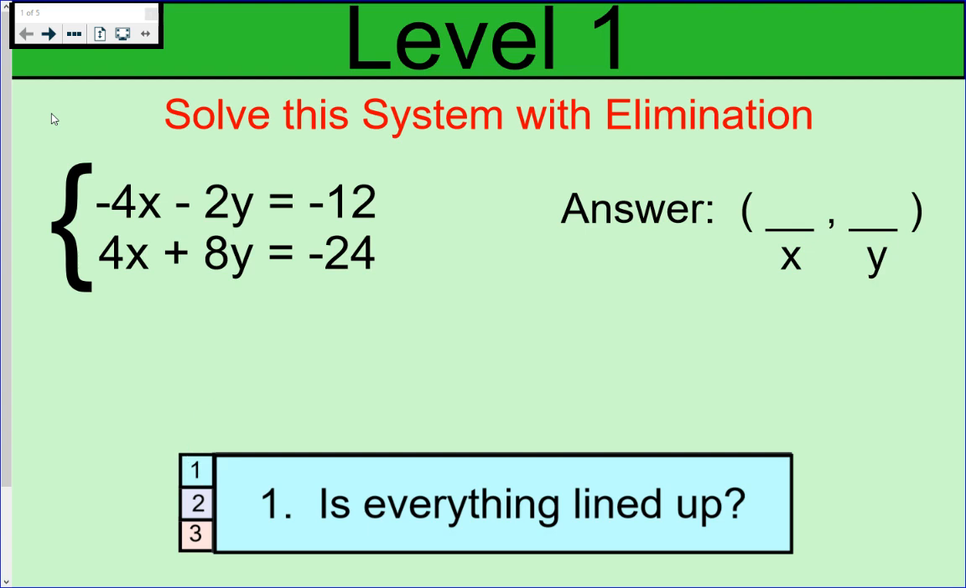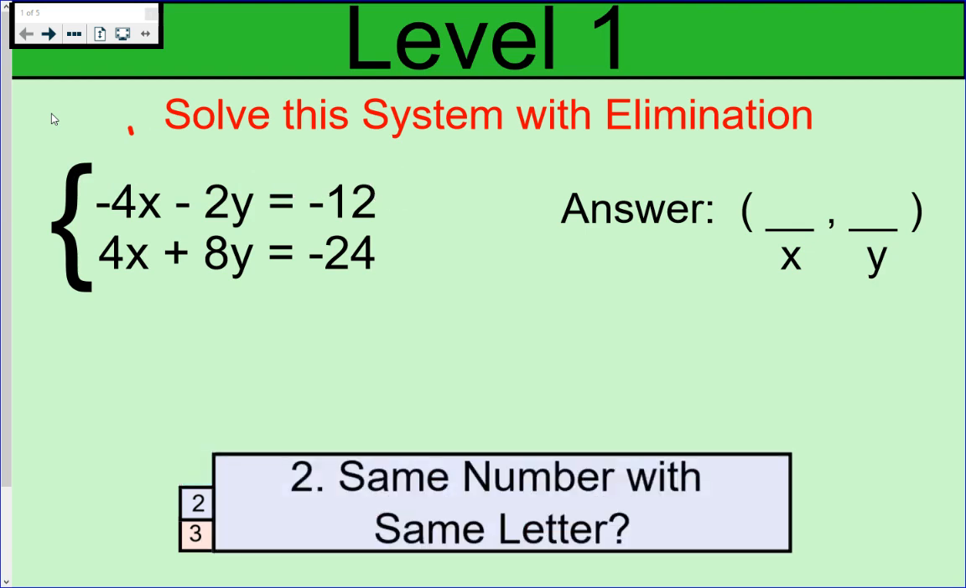And what that means is, you can see right here we have our x's with our x's, our y's with our y's, our equals lined up with each other, and our constants lined up with each other. If everything is lined up, and right now it is, so that's cool, then we can move on to the next question. Do we have the same number with the same letter?